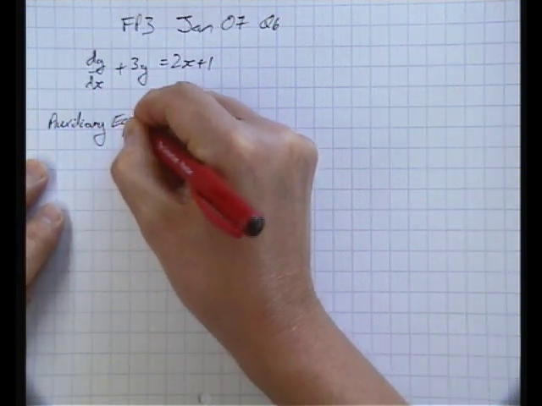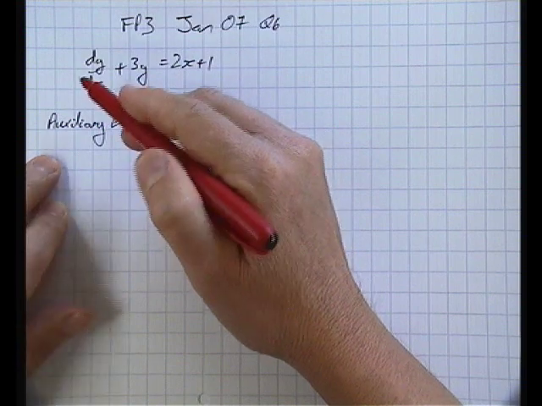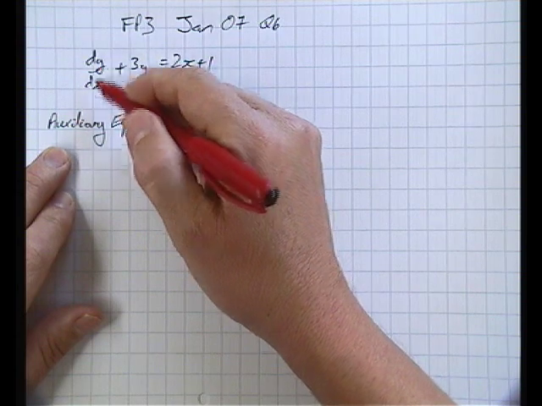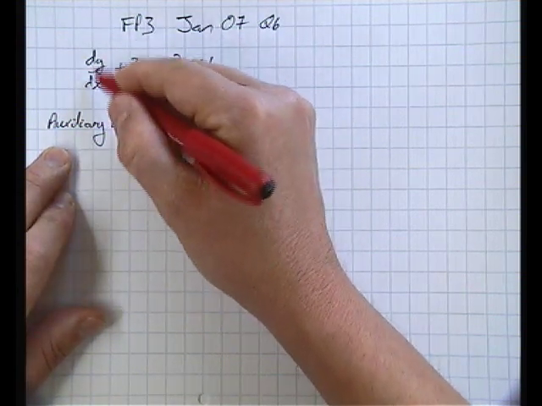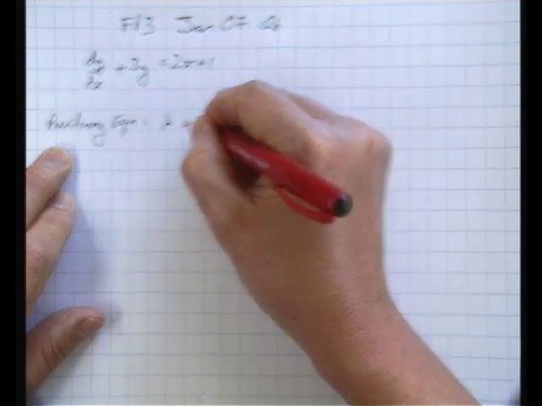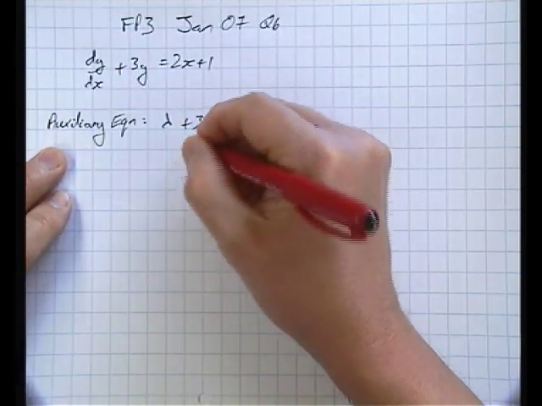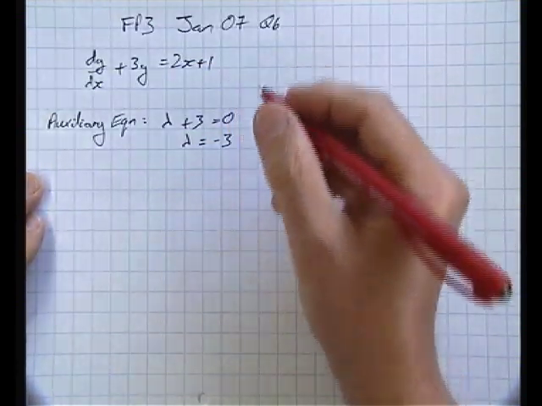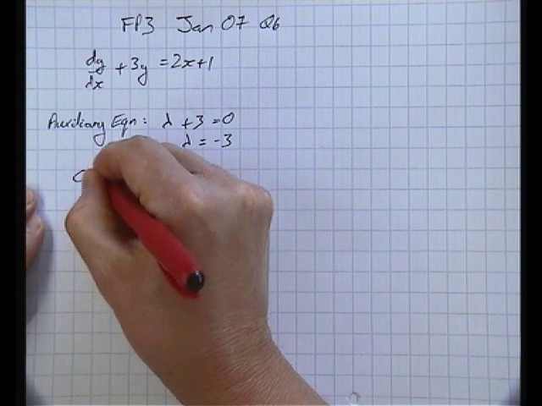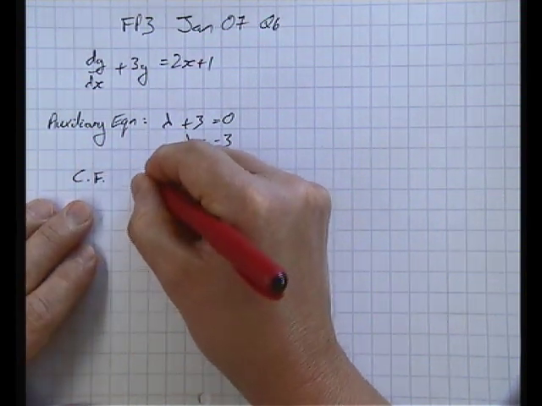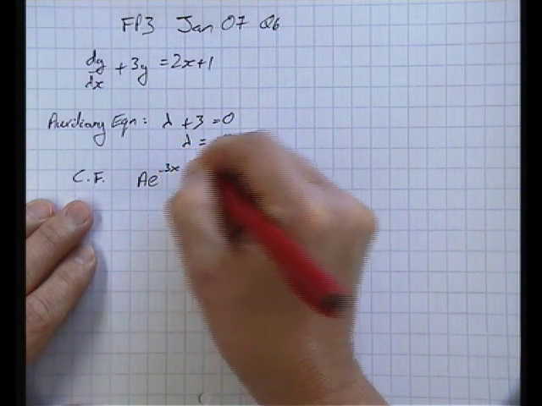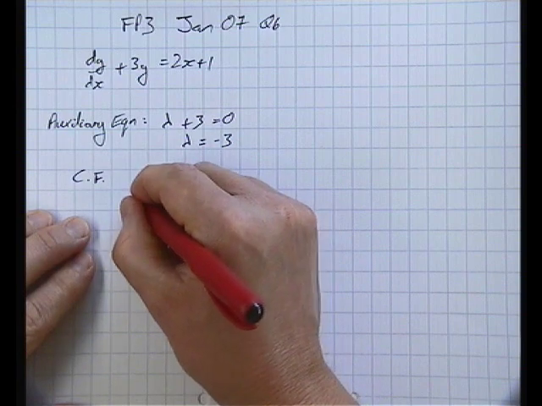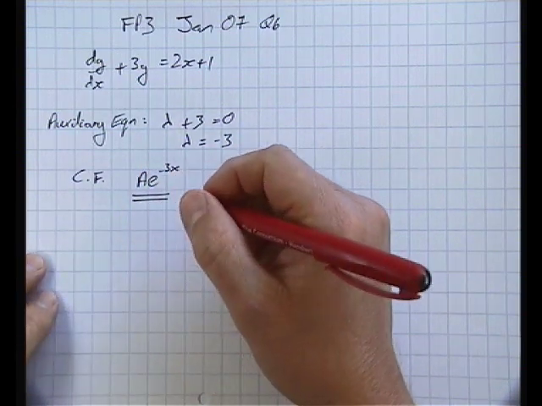In a second order differential equation, you'd start with lambda squared for the d2y/dx2. There's no d2y/dx2, so we're just starting with lambda for the 1 lot of dy/dx, plus 3 for the 3y, equals 0. That obviously gives us a solution of lambda equals minus 3. Now that lets us write down our complementary function, which is A e to the minus 3x. We've only got a single solution, so there's no need for a B or anything like that. It's just a complementary function of A e to the minus 3x.